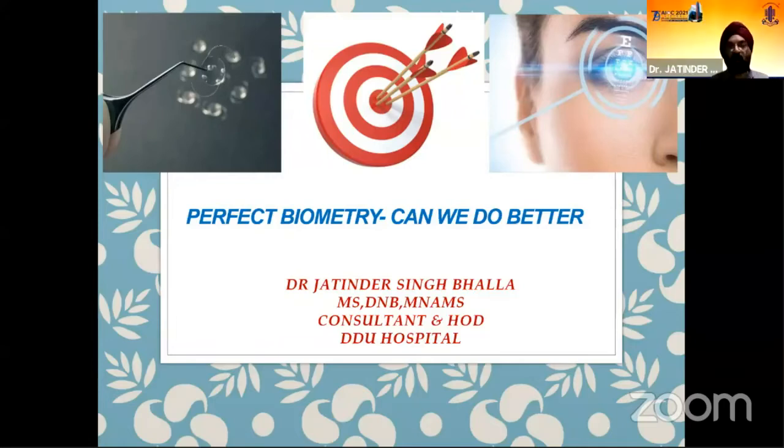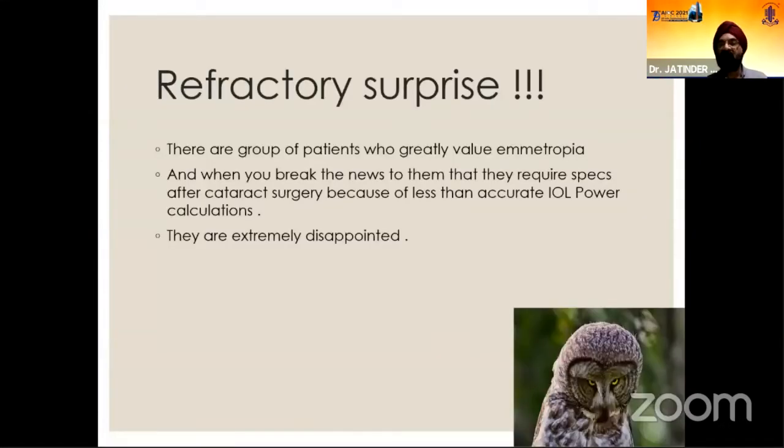So I'm going to talk on perfect biometry. Can we do better? There are refractive surprises. There are a group of patients who value their hemianopia so much. So when you break the news to them that they require specs after cataract surgery, they are extremely disappointed.